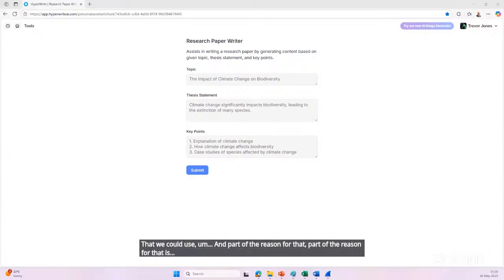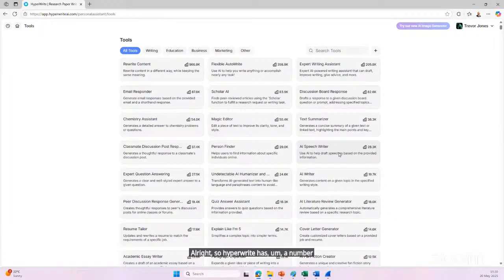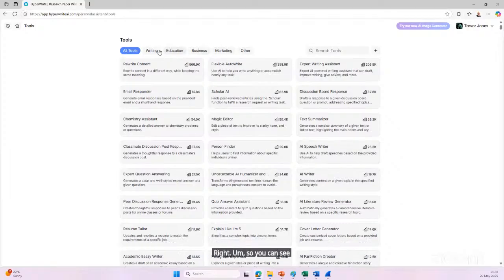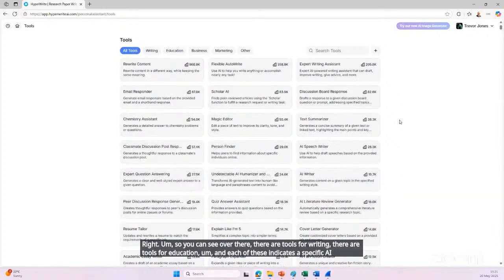And part of the reason for that, I think, has to do with GRC, governance, risk, and compliance. And then I did a pretty good search on the internet, and I found something called Hyperwrite. All right. So Hyperwrite has a number of tools that are available, and 95% of these tools are AI-assisted tools, right? So you can see over there are tools for writing, there are tools for education, and each of these indicates a specific AI type of tool that we can leverage to do something useful for us.